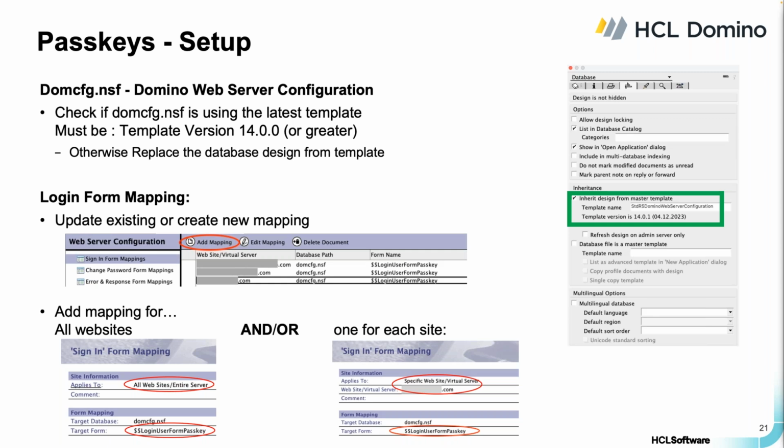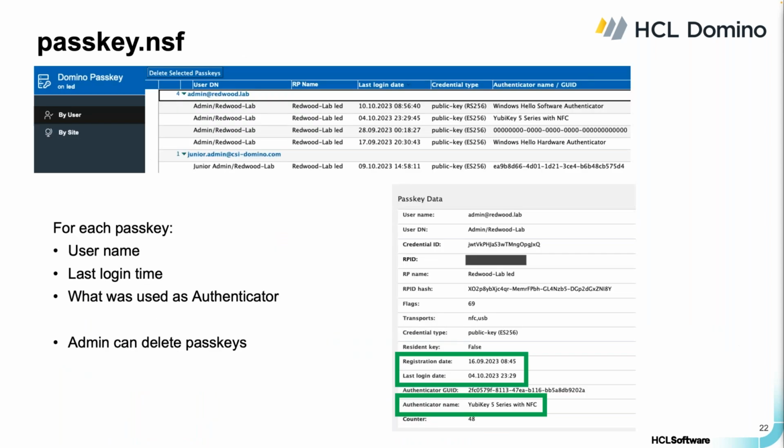And then for using a specific login form on your internet sites, you need to create or modify an existing login form mapping, either a mapping that applies to all internet sites or one for each and every specific site. Yeah, and that's already about it. So with that being set up, your end users can start creating passkeys, and those passkeys will result in a new document being created in the passkey.nsf database.